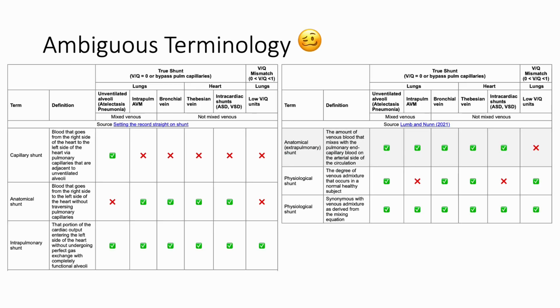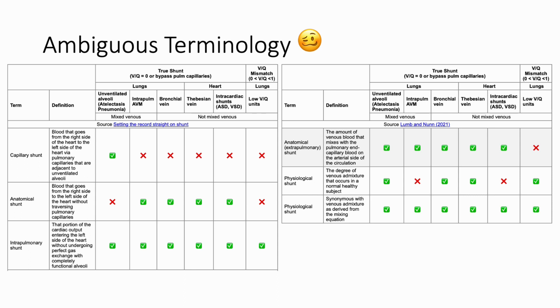Compounding these problems is the fact that there doesn't seem to be any universally accepted classification system for shunt. The way that I've used the terms intrapulmonary and extrapulmonary shunt is actually incorrect compared to what I've read in the textbooks. But the way that I use those terms, it makes the most sense to me, and I decided to stick with it because actually the different authors don't agree with each other anyway.